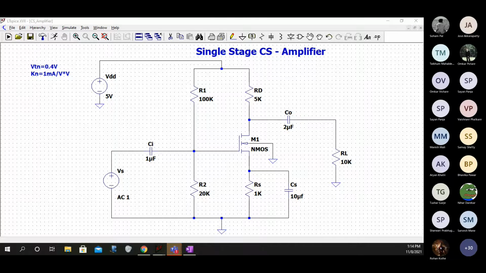Soham, you have not entered the value of RD. RD is 5 kilo ohms. Okay.